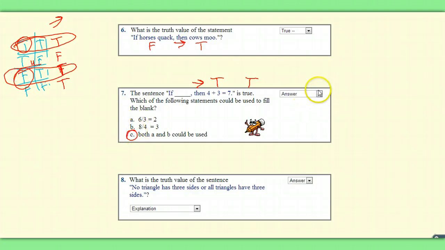Let's see what we get. Both A and B. Remember, this could be either true or false for this to be a true statement, these two situations.